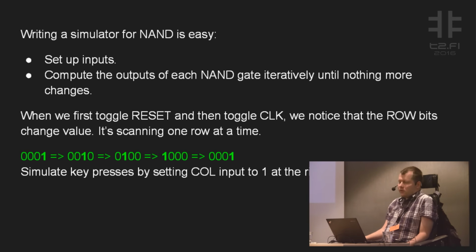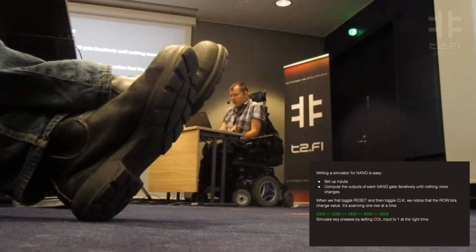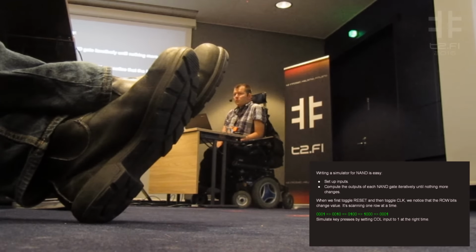So to solve this, you can just write the simulator. I wrote it in Python. So you have the list of NAND gates. You set up the inputs, like the reset and the clock cycle and stuff. And you just compute the outputs of each NAND gate until they no longer change, because then you have reached the stable state. And then you continue doing that and just toggling the clock and recomputing all the inputs.